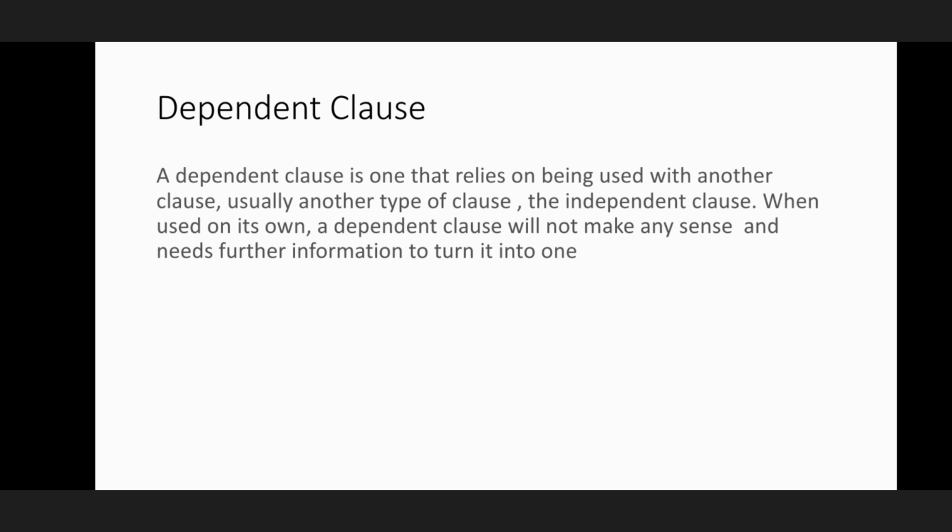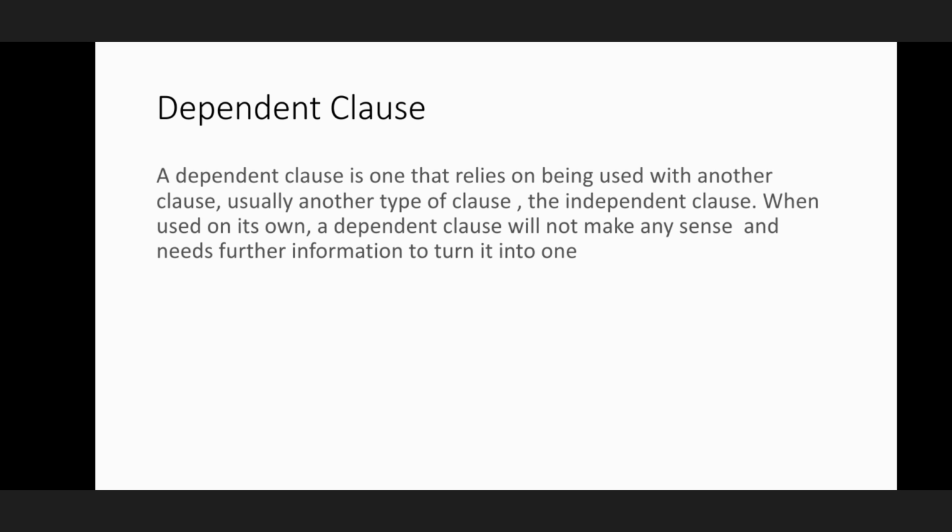Today, we are going to be discussing dependent clause versus independent clause. Now, what's a dependent clause? A dependent clause is one that relies on being used with another clause, usually another type of clause that is called main clause or independent clause. What we are talking about is this dependent clause or subordinate clause is a group of words that cannot act or stand on its own without depending on another set of words called main clause or independent clause.